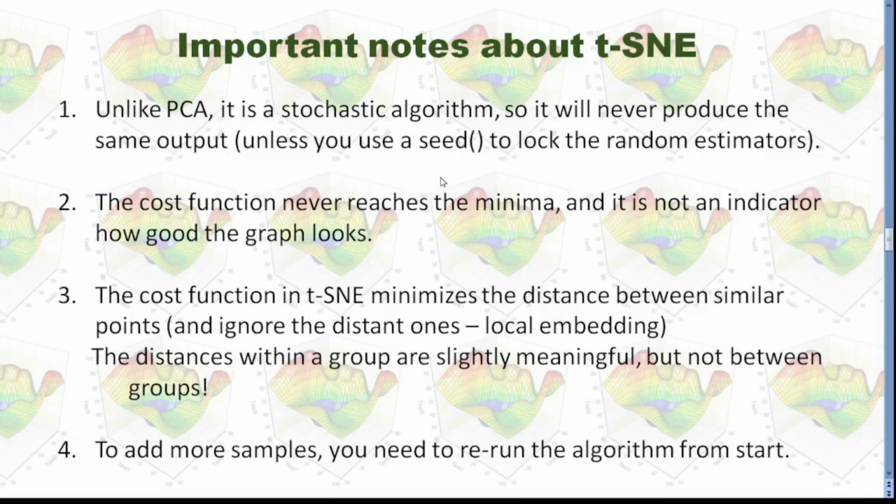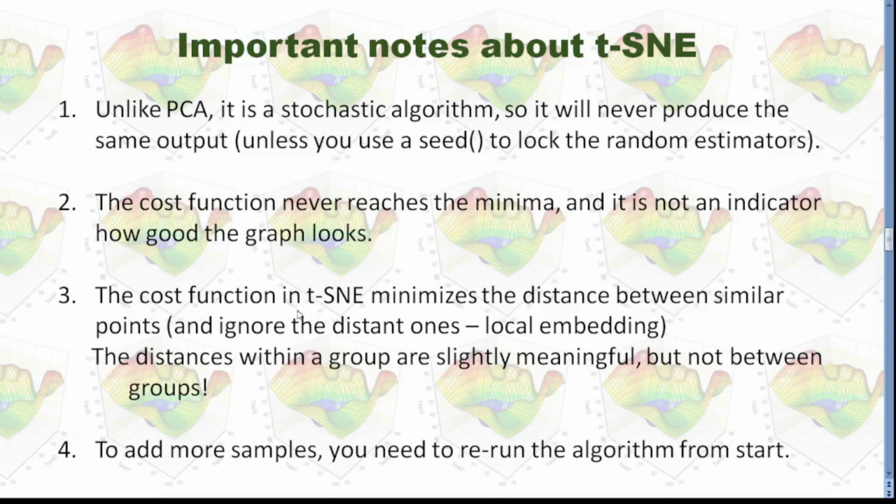Okay, about t-SNE, it is unlike PCA. It is a stochastic algorithm, so it will never produce the same output unless you use a seed to lock the random estimators. Of course, I'm using Python for this t-SNE algorithm. We use this seed function. And the cost function never reaches the minima, and it is not an indicator of how good the graph looks.